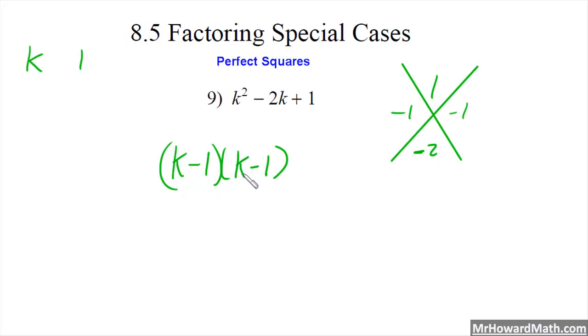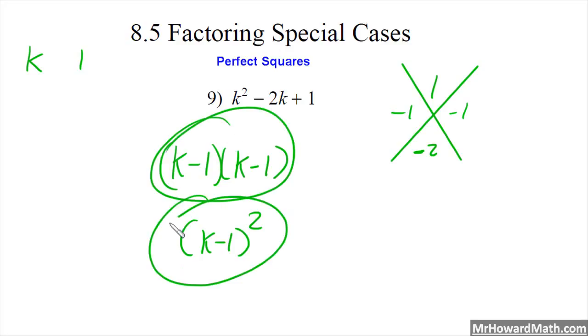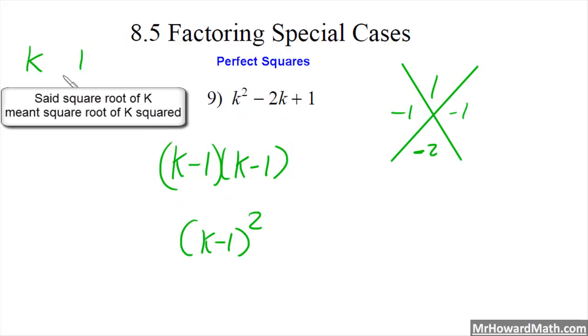The correct way and most simplified way to write this is k subtract 1 quantity squared. That's called quantity squared. So you're taking this whole quantity and you're squaring it. So this is equivalent to this. And notice the square root of k is here, the square root of 1 is here, and in this case we're subtracting them.